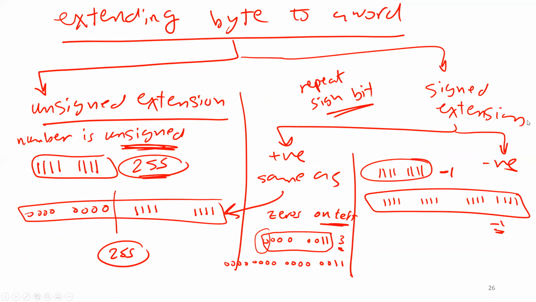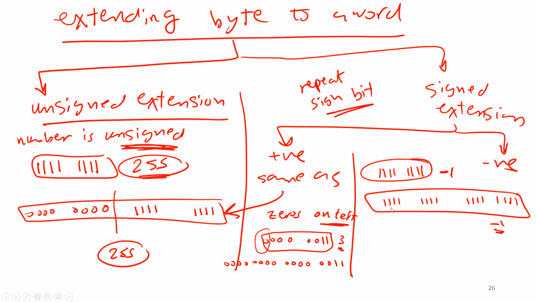Is that okay? Now, if your number is signed, if it is positive, you are going to do the same thing. You put zeros, you are going to get the same number. For example, this is number 3. If I put zeros, I also get 3, but it's stored in a bigger space. So if it is positive, just put zeros. If it is unsigned, just put zeros. Now, if it is negative, what can I do? Just put ones, not zeros.